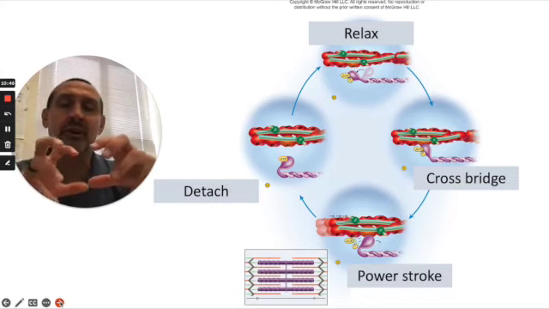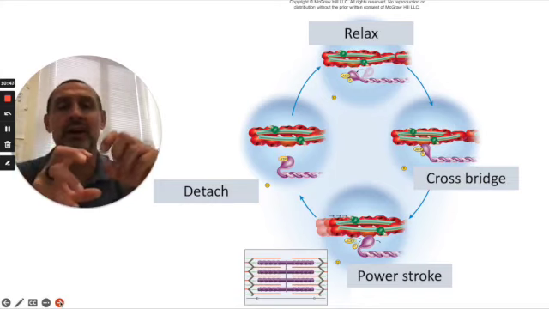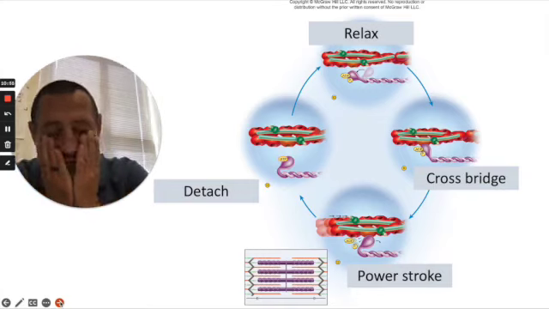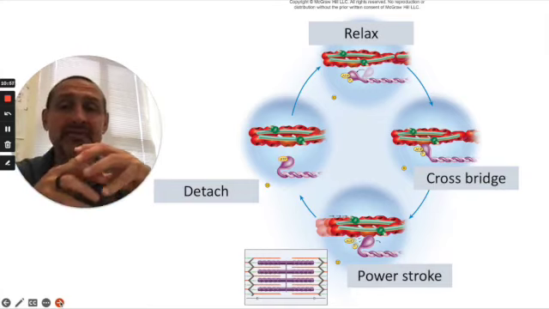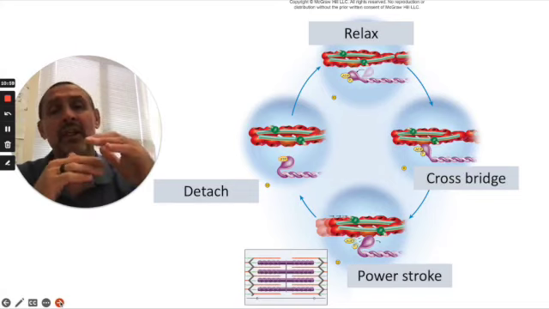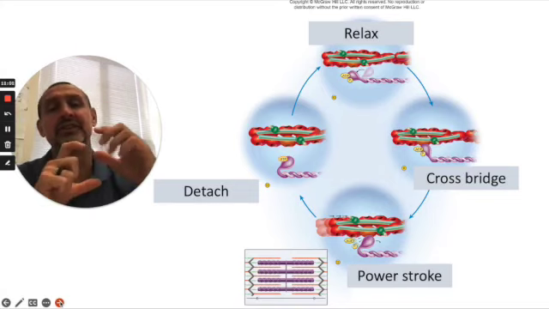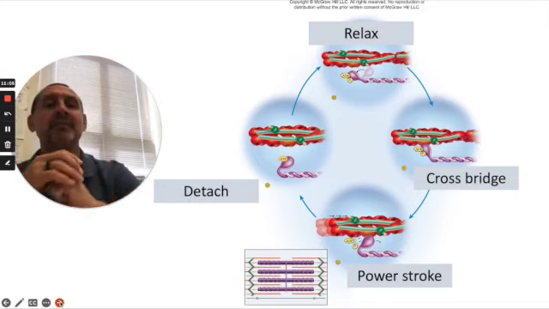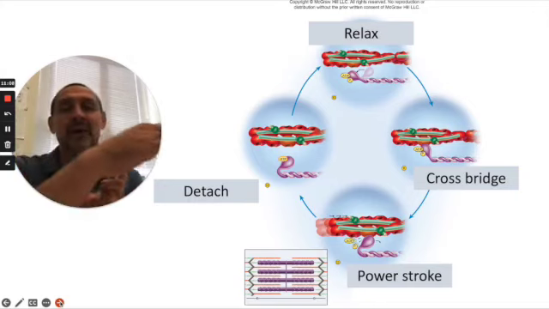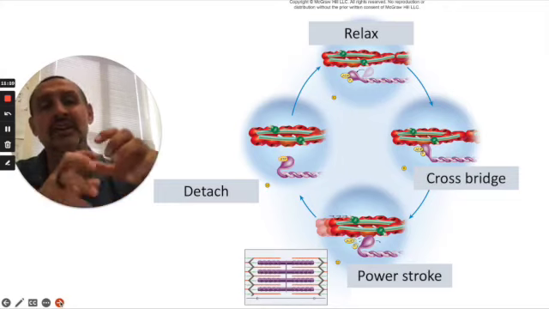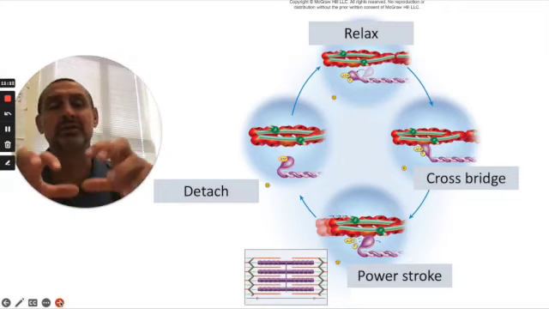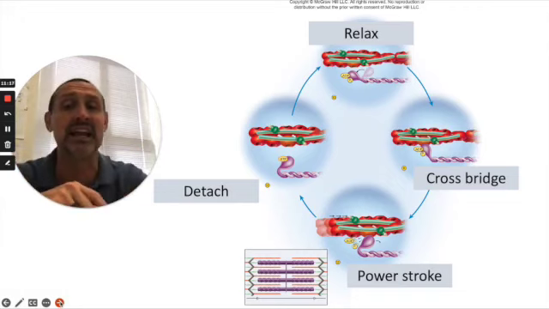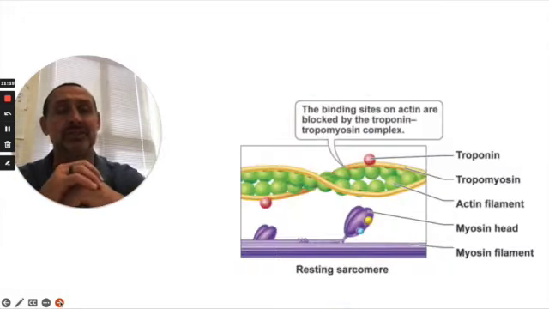Then there's going to be some energy that's required to detach that cross bridge. So the detaching of the cross bridge recocks the myosin, and then the actin can slide back to where it was. So the process is cross bridge, power stroke, detach, relax. It's the detach that requires the energy, the ATP for muscle contraction.